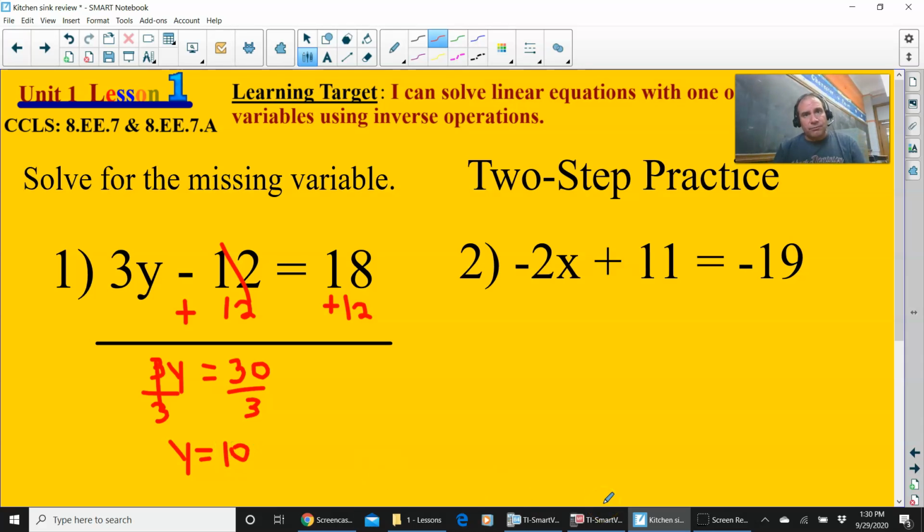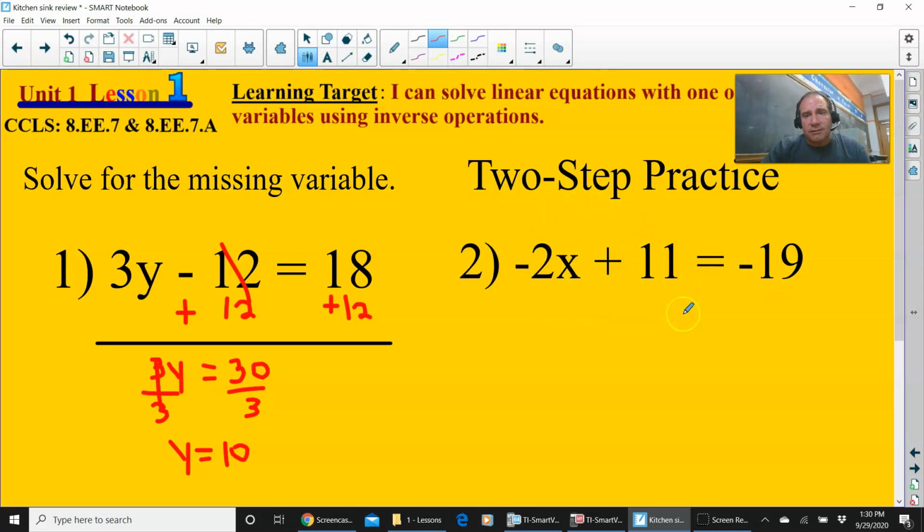For number two, taking a look at number two, you have negative 2x plus 11 equals negative 19. If you want to pause the video and give it a try, you can pause it right now. So if you didn't pause it and you're doing it right now, you should be ahead of where I am. This is negative 2x plus 11 equals negative 19.